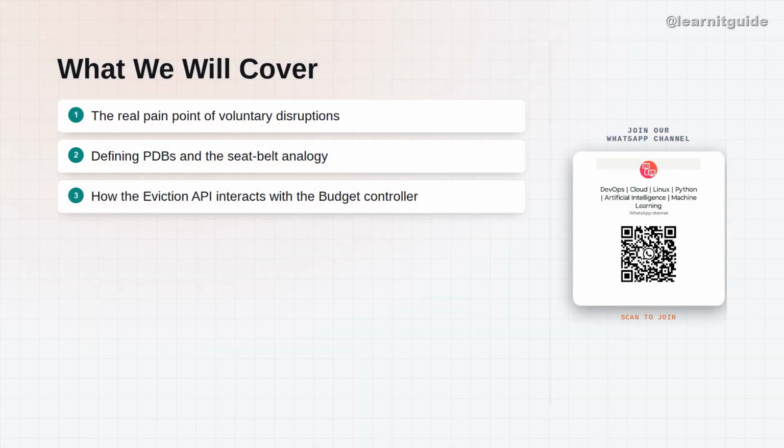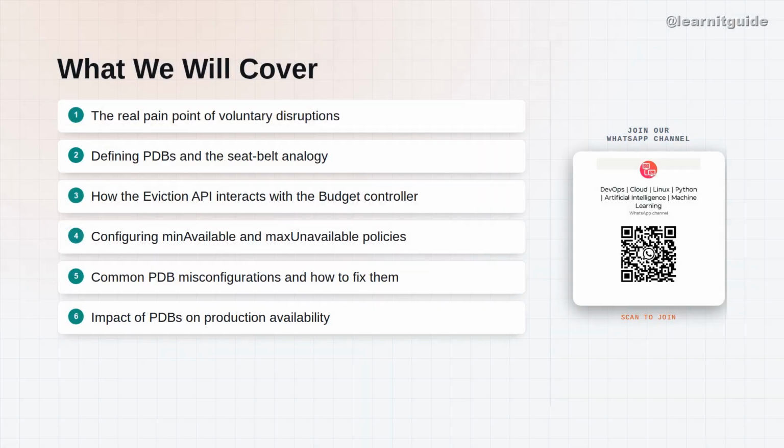Specifically, we will cover the pain points of unmanaged pod evictions, the core definition and physical analogy of PDBs, the internal mechanics of the Eviction API and the budget controller, how to correctly configure availability policies, common pitfalls you must avoid, and the real-world impact on your service uptime. These are the topics we are going to cover, so do not skip ahead. Watch all the way through to actually understand this properly.